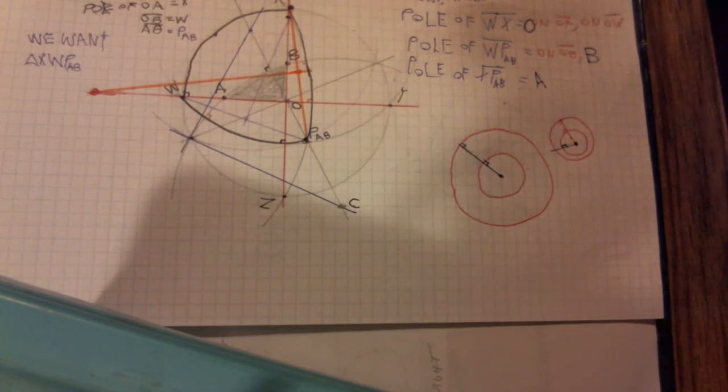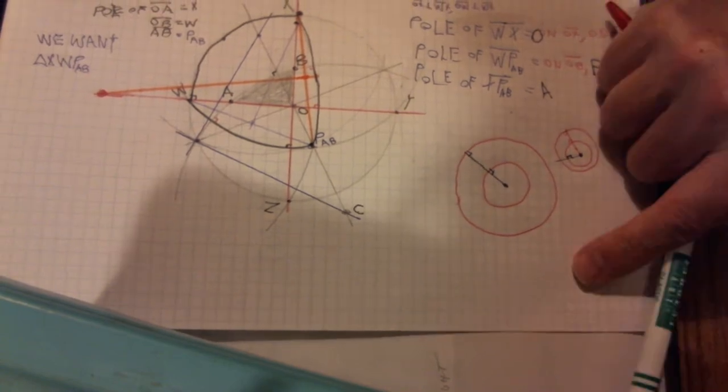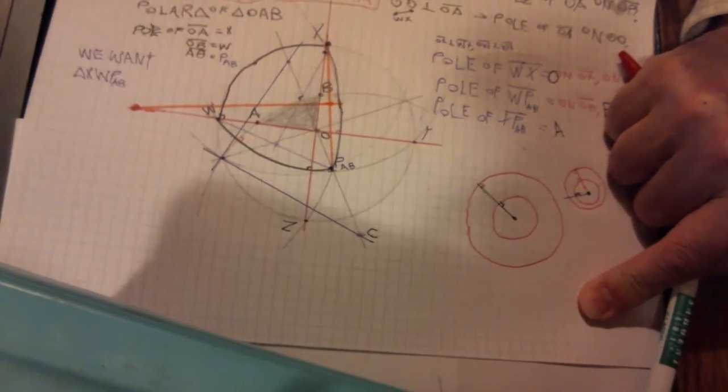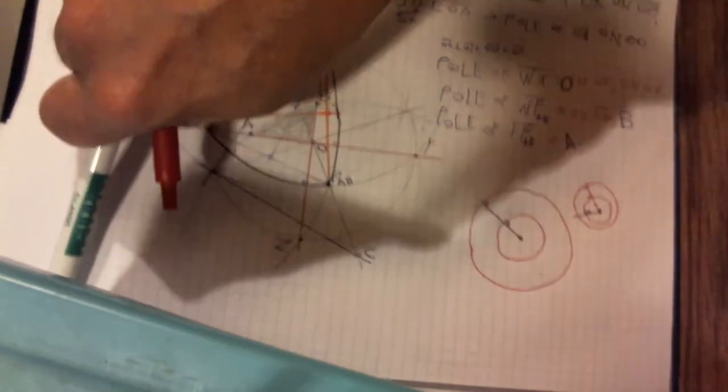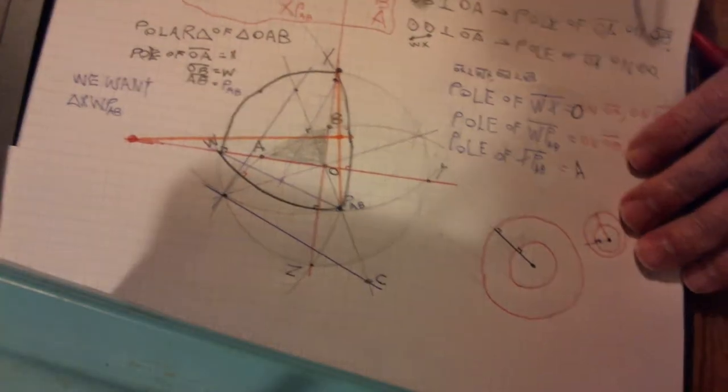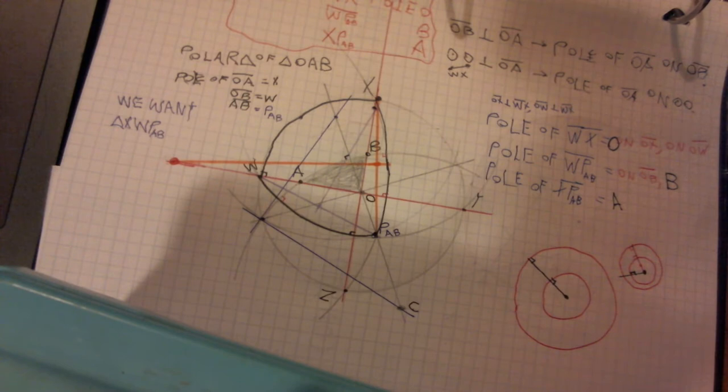So let's see if we can get everything in the picture here. Come on, you stupid piece of paper. There we go. Yeah, I think I've got just about everything in the paper here.